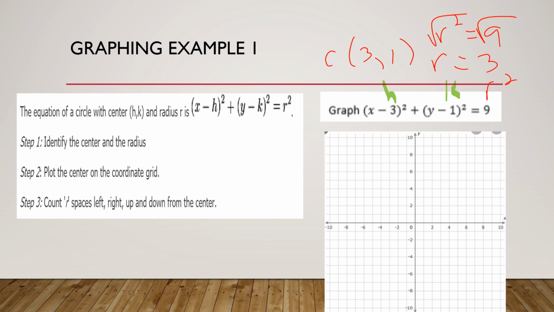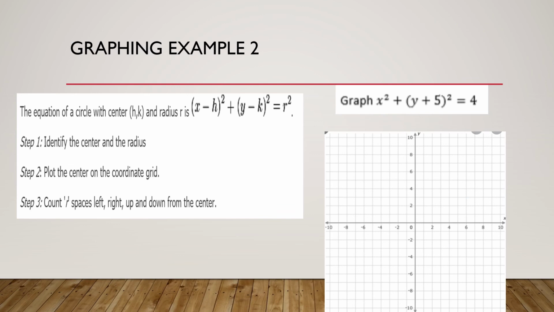We can go ahead and plot the center on our coordinate grid. We're going to plot 3, 1, so over 3, up 1. Then we're going to count out our spaces. r is 3, so now we count 3 in every direction. 1, 2, 3. 1, 2, 3. And then we can connect those points to make our circle.